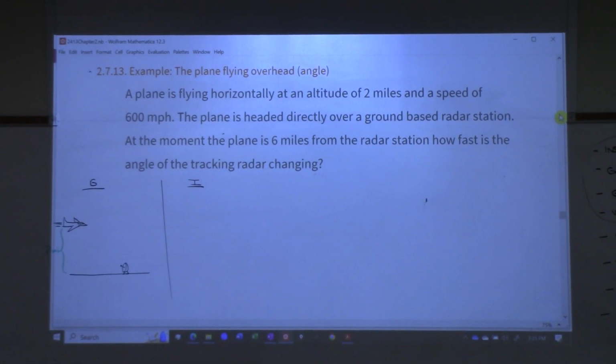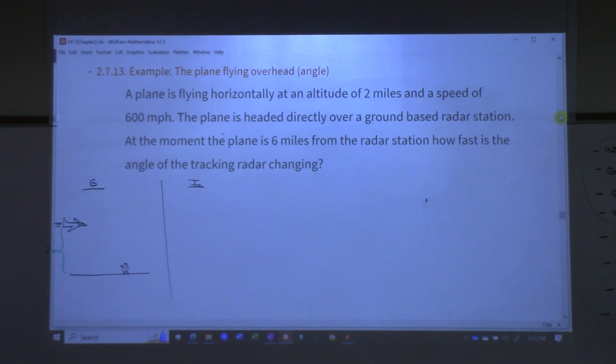All right, I know how fast the plane's going, right? 600 miles per hour. That is a rate of change. That is a derivative, right? It's a derivative of something, though, but I haven't labeled anything on my picture yet. So I'll get to the 600 in a second. Plane's flying directly overhead. At the moment the plane is 6 miles from the radar station, how fast is the angle of the tracking radar changing?